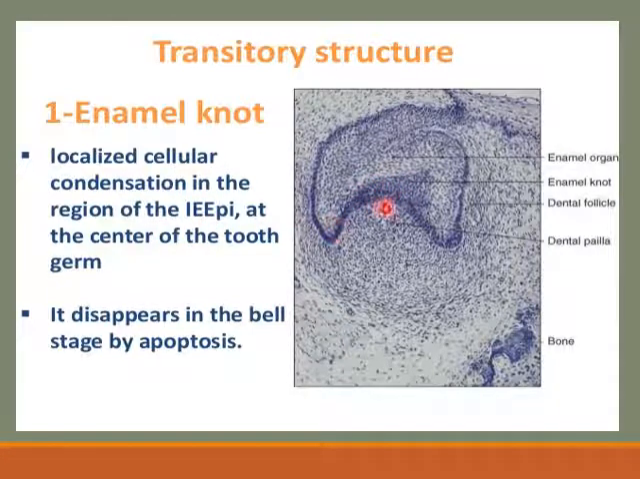This is the inner enamel epithelium, and at the center of the inner enamel epithelium is the proliferation of cells called the enamel knot. At the center of the tooth germ, it disappears in the bell stage by apoptosis. Apoptosis means programmed cell death. This is the enamel organ, this is the dental lamina, and this is the oral epithelium. This is the outer enamel epithelium, and this is the inner enamel epithelium and dental papilla.